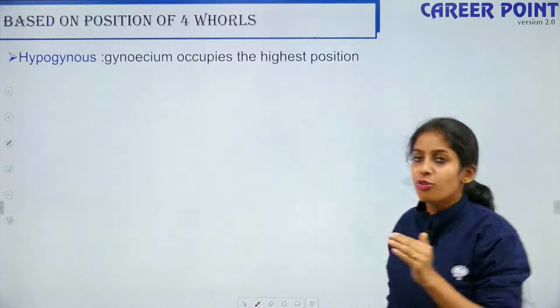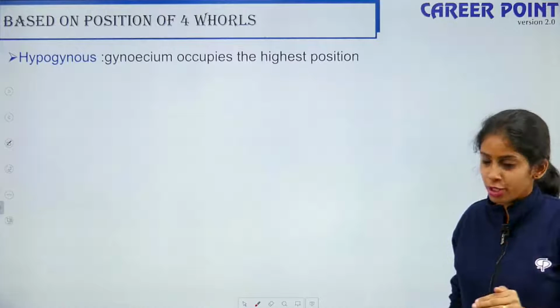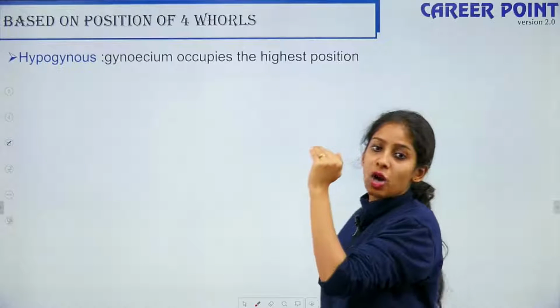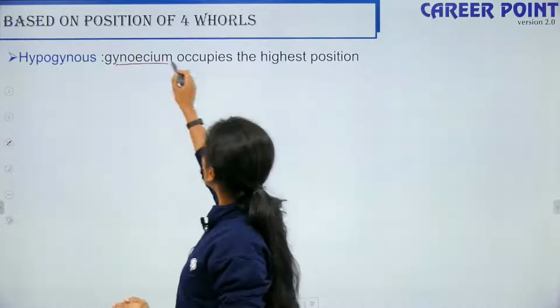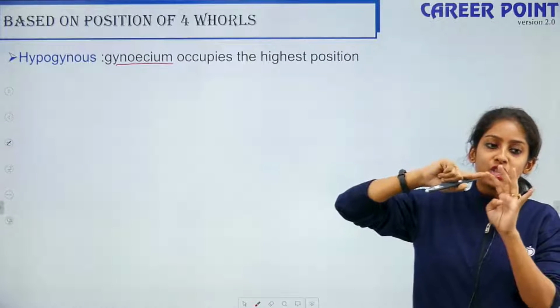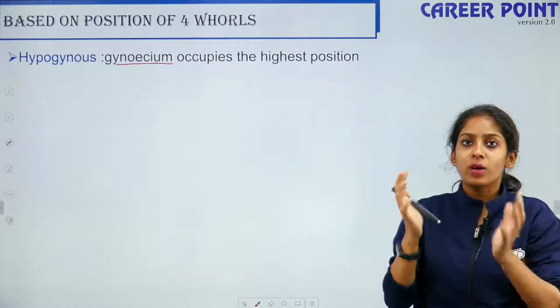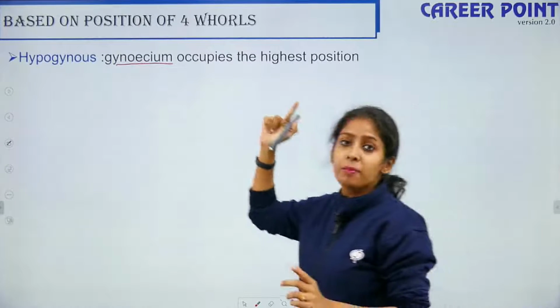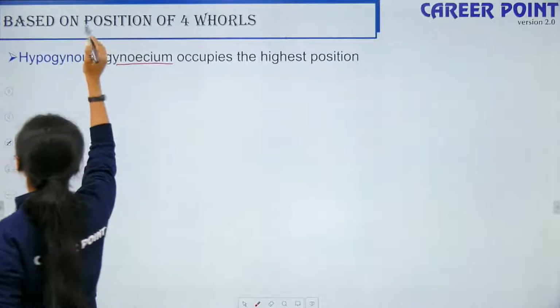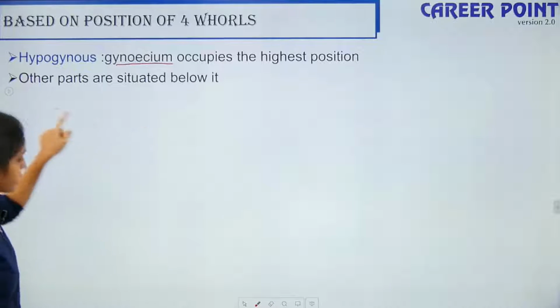So how are these four whorls positioned? Is there any particular pattern in which they are produced? Hypogynous is where the gynoecium occupies the highest position. You have your calyx, corolla, androecium, gynoecium. The gynoecium is at the top, and all the other three floral whorls are below. That is known as hypogynous. The gynoecium is on top, and the other parts are situated below it.